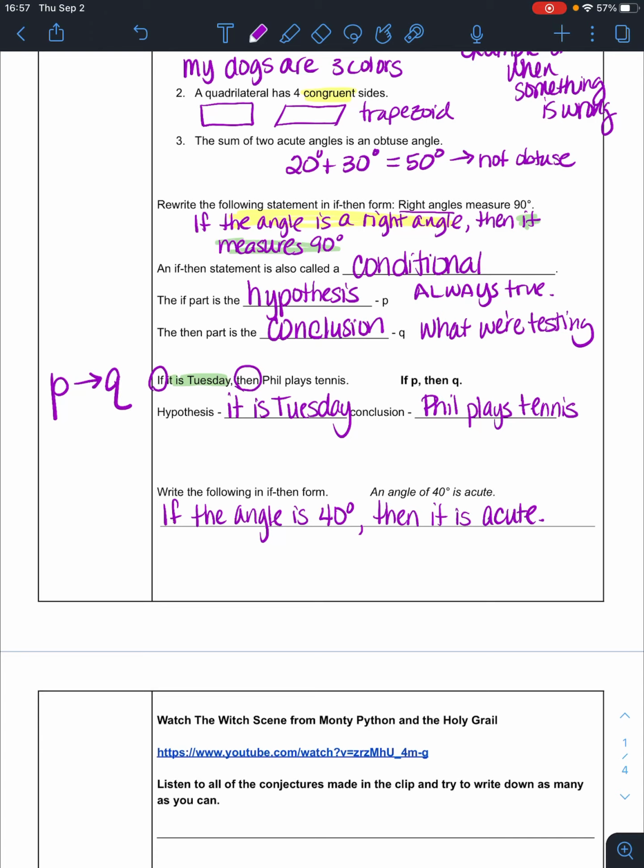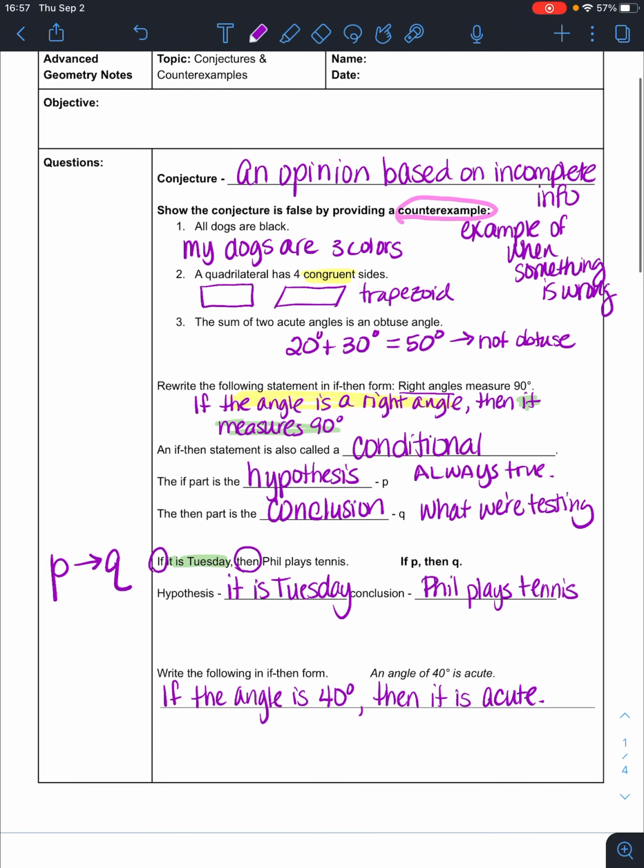Now, again, you can finesse this. You don't have to have those words exactly, but you can finesse your words so that it makes sense. Okay, so a conjecture is an opinion based on information, and a conditional is an if-then statement. If the hypothesis, then the conclusion.